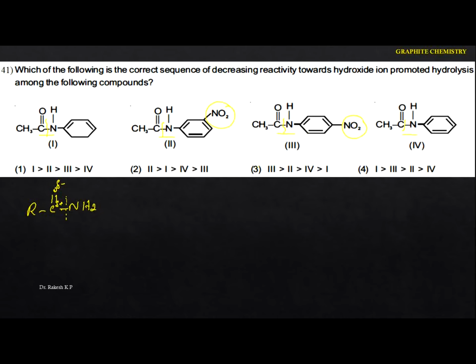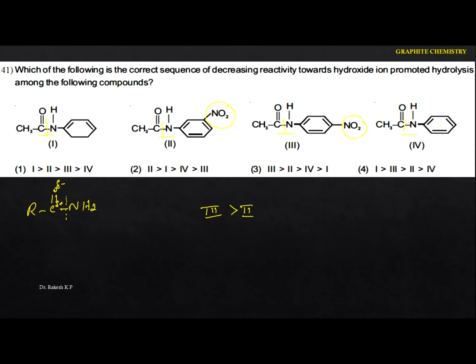Hence the third structure will be the most reactive towards hydrolysis. But see the next one here. In the first, second, and the fourth, we don't have that. In the first and the fourth, we don't have the withdrawing group, but we are withdrawing in the meta position. Next comes the second one. But see the next one here. Especially the first one, it is not about the benzene ring. It is not a conjugated compound. That means when you have the conjugation, means what?